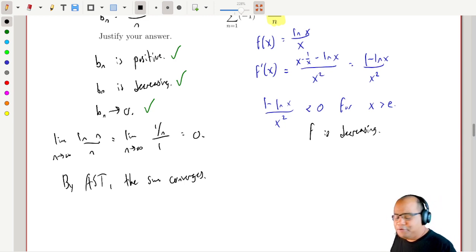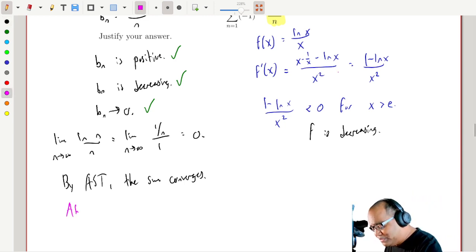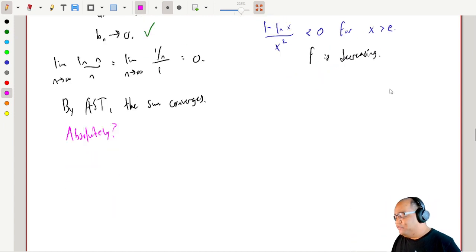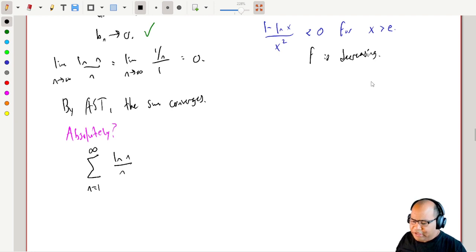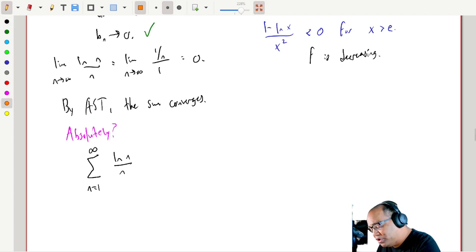So the sum converges, but now we need to ask the question, does it converge absolutely? For absolute convergence, we look at the sum of the absolute values. So we're going to drop that there and consider this sum here. We have log n over n going from 1 to infinity. Again, remember that I'm just dropping the negative parts, so we're just keeping the helper sequence. And this we've seen before. In fact, we're going to use the integral test here because we already know that this thing is decreasing.